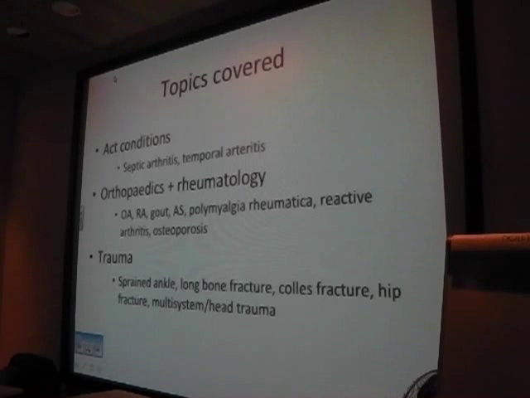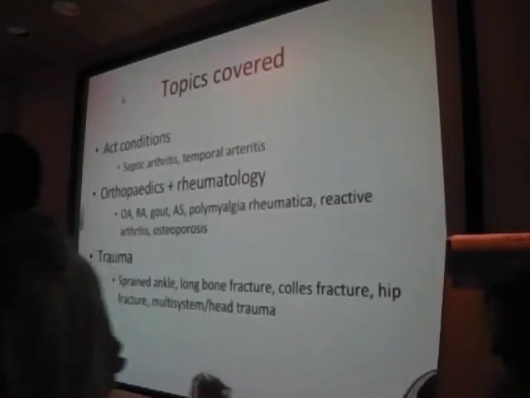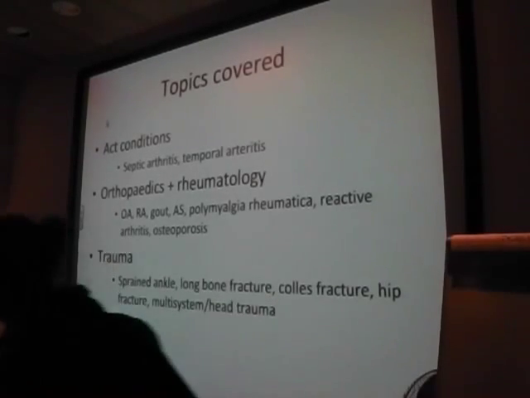So your ACT conditions, what you have to know about, things you need to do, are septic arthritis and temporal arteritis. And then the main conditions in orthopedics and rheumatology are obviously OA and RA, gout, ankylosing spondylitis, polymyalgia rheumatica, reactive arthritis, osteoporosis. And then you've also got a list of trauma conditions that you're supposed to know a little bit about the treatment of. So we'll go through those as well.